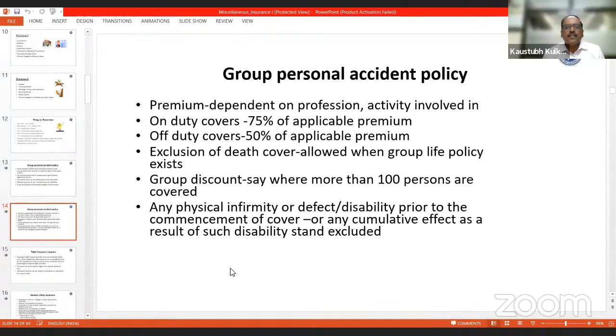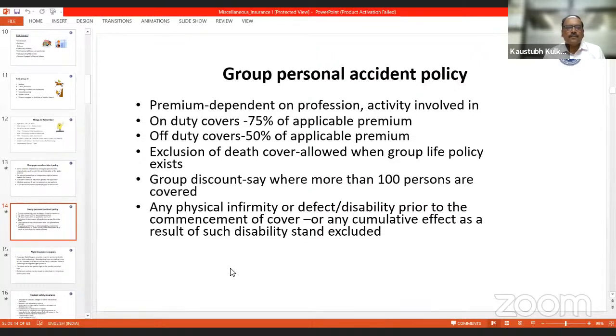The premium is dependent on the profession or the activity involved. In case of administrative functions in a certain company, the premium will be according to risk group 1. But in the same company, if risk group 2 persons are to be covered, naturally the rate will be higher. So even if it is a group, the premium changes according to their profession or the activities involved.